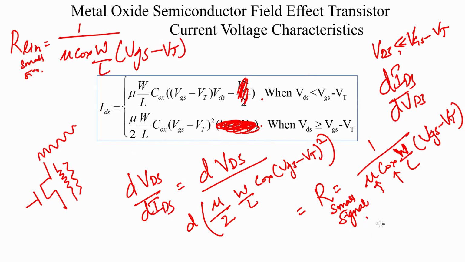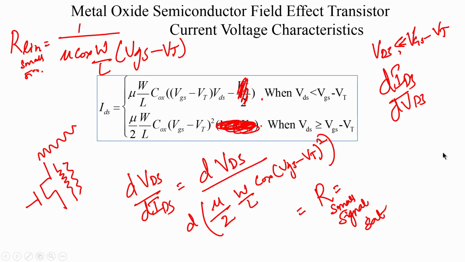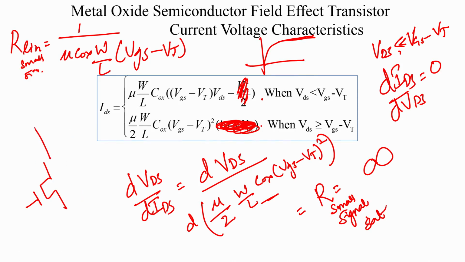Now, for saturation, we are using the saturation mode current, and we assume that it is an ideal MOSFET and there is no channel length modulation. So, what is this? Since there is no dependence on VDS in the current, this is infinite, because dIDS by dVDS now becomes 0. The current does not vary with the voltage. We can vary this voltage as much as you want in saturation.